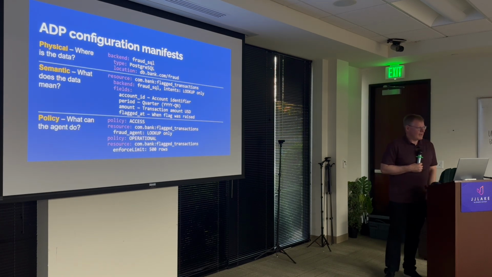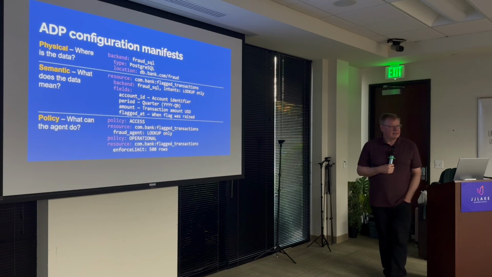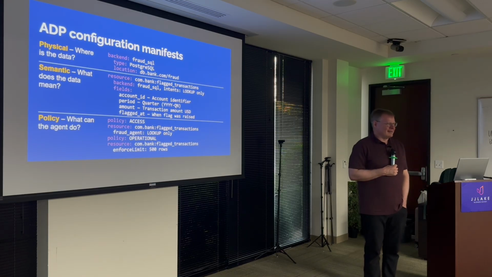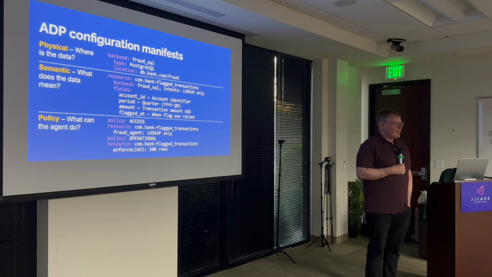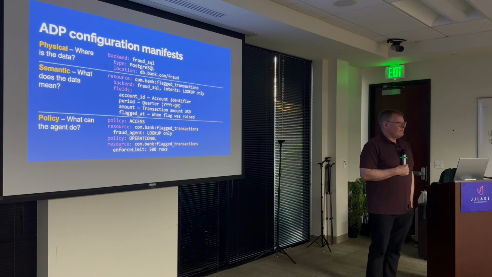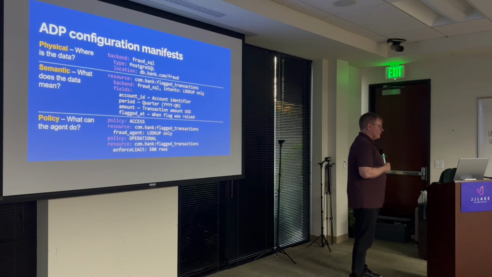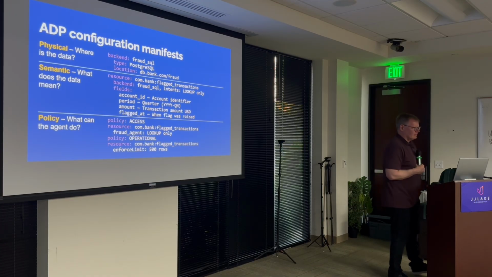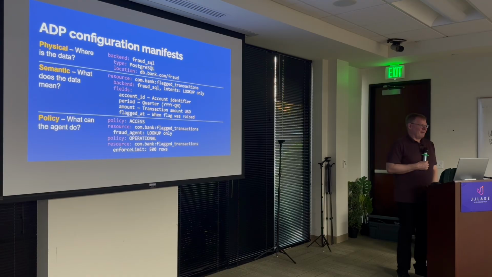So how does ADP deliver the raw goods that make this process go? The way it does that is that there are 3 manifests in the product where you declare some things that are going to be visible and vital to the LLM or your automatic agent. The first one is called the physical manifest. The physical manifest is actually about 5 lines of YAML. It's a declaration of what the source is, Postgres, and how we connect to it.